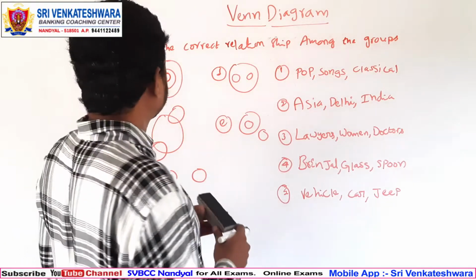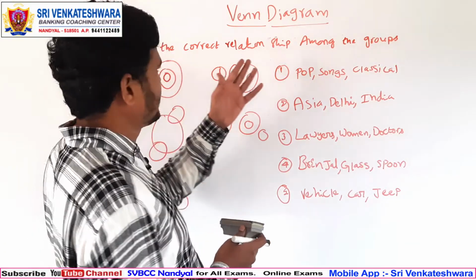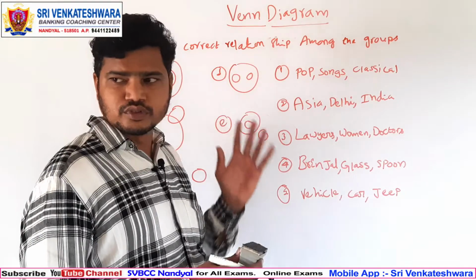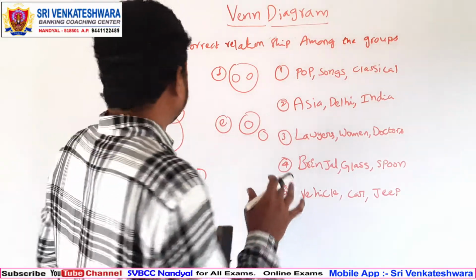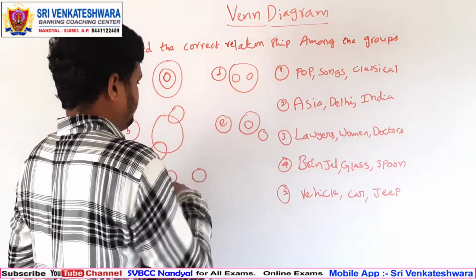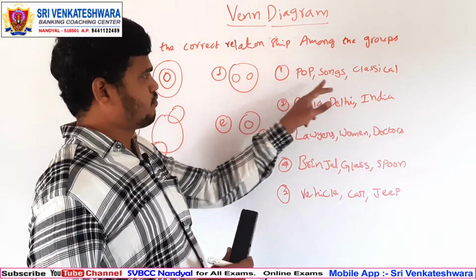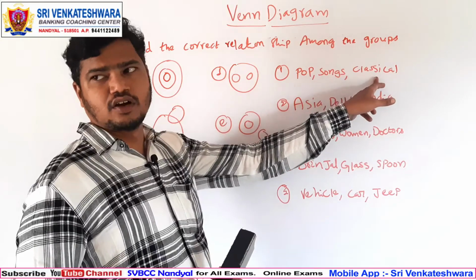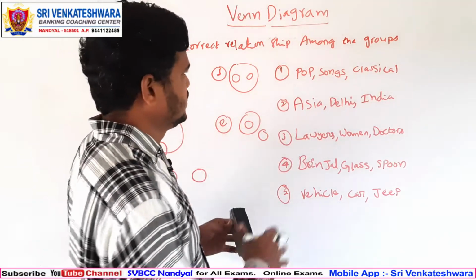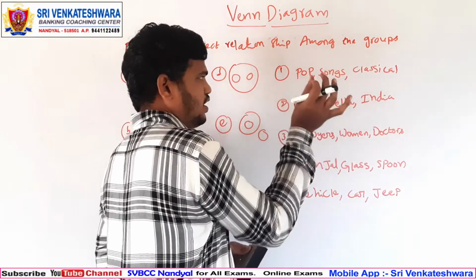We'll take another example here. Find the correct relationship among the groups. Here they are given 5 options. First one, pop, songs, classical. So here songs are one of the categories.